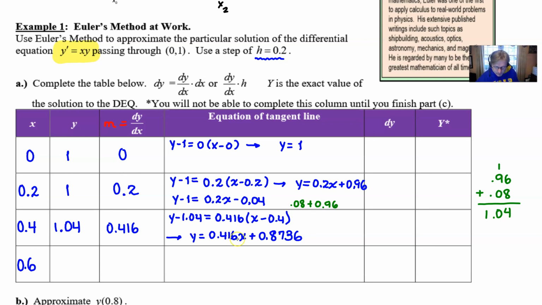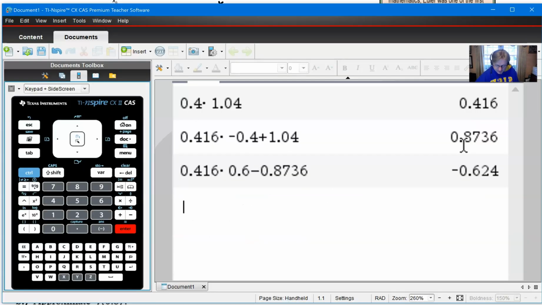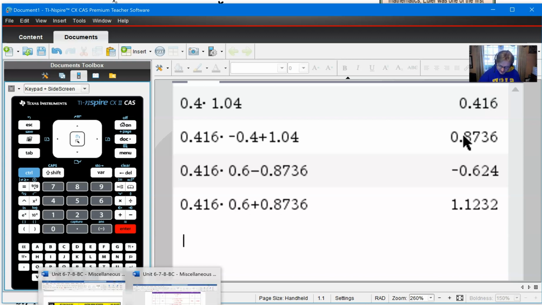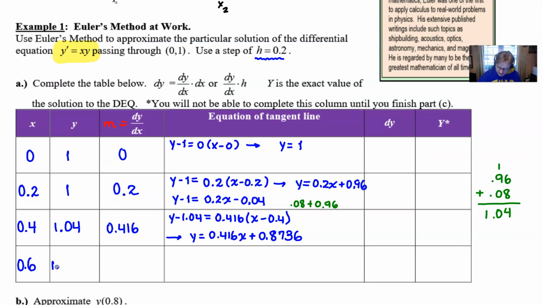Now, if we put 0.6 in here for x, I should have had a plus sign there. So if I go back to the calculator, this calculation was almost correct. That should be a plus sign. That's what we want there, right? 1.1232. So that is actually going to serve as our next value of y.